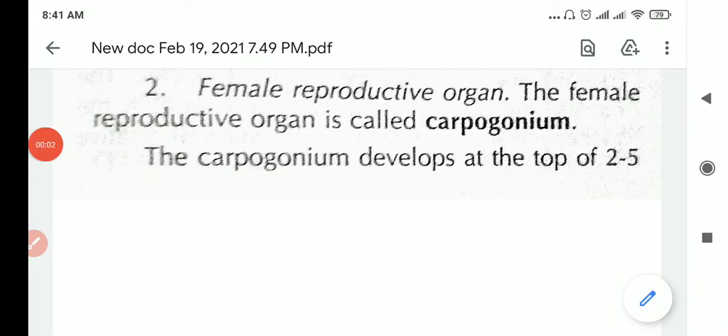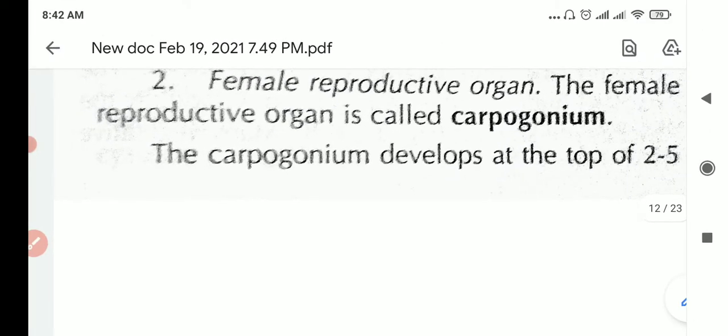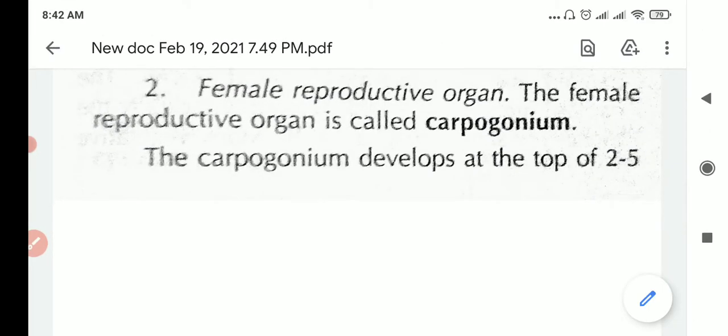Okay, so we already have seen in the previous video the male reproductive organ. Now we will study the female reproductive organ. The reproductive organ of the female is known as the carpogonium.